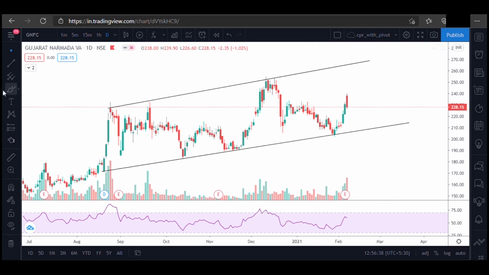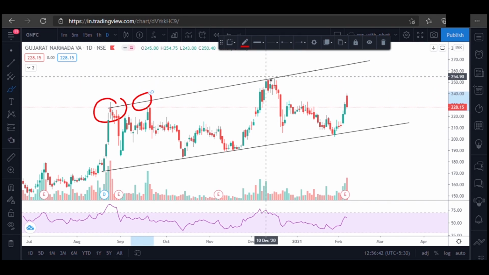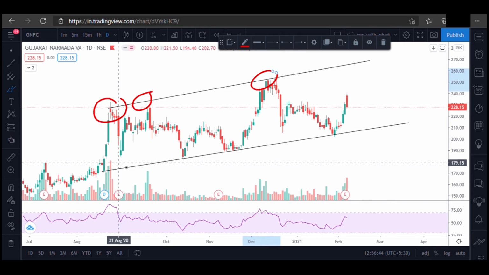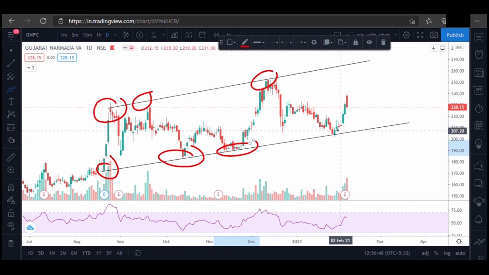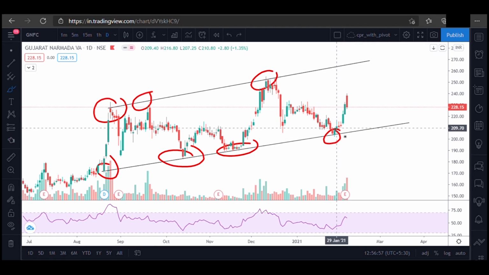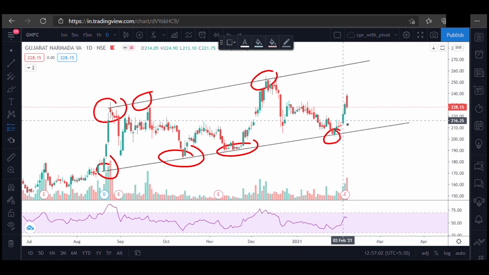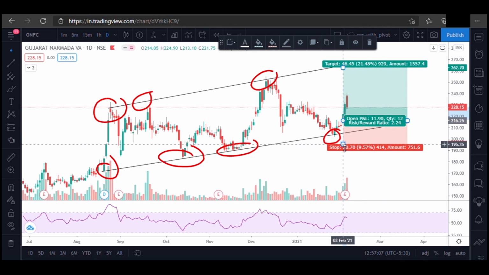So if you see, this is the resistance. It pushes the stock down, pushes the stock down, pushes the stock down. And this one is the support. It pushes the stock up, pushes up, and pushes up. Now I clearly know that the stock price is moving between these channels, right? And now the stock price has come down. It is the right time for us to enter. I entered here, and my target is here, and my stop loss is here.